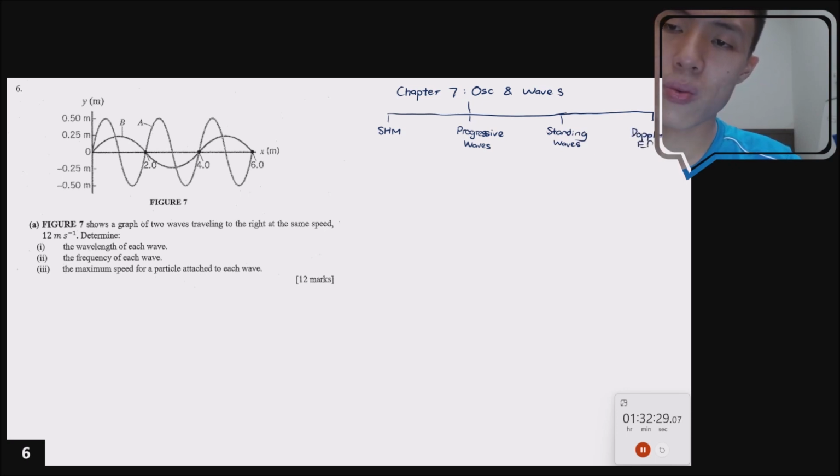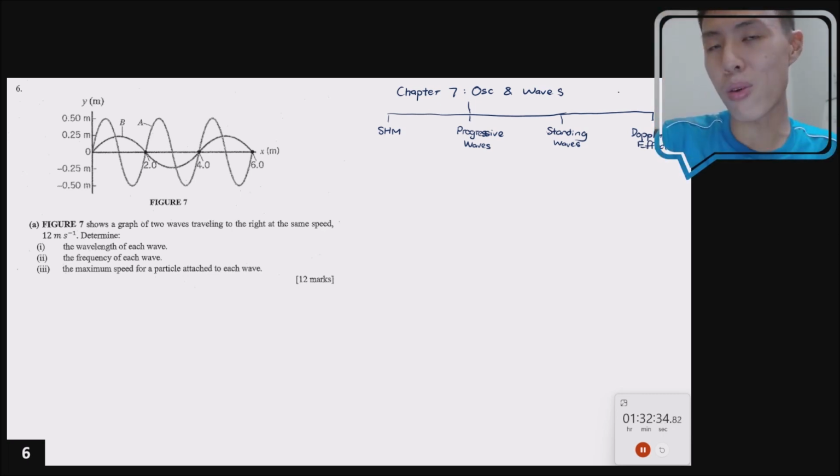So it's important that we look at the question. Every time we look at the question, we have to figure out what type of oscillation or wave this is. In this situation, you can see that you have a graph of two waves, so this is definitely not simple harmonic motion anymore. It's either progressive wave or standing wave. But you see it's traveling to the right, so this is a progressive wave. If it's traveling, then it has to be progressive. Only if it is stationary is it a standing wave. So now we know that we are using knowledge from progressive wave.